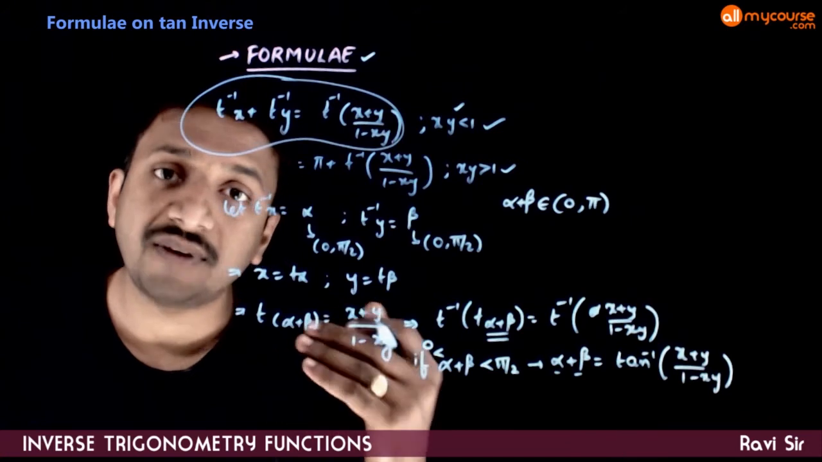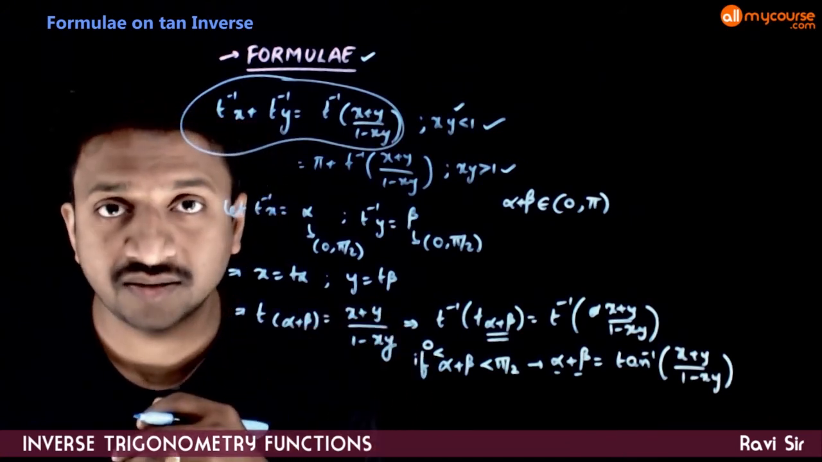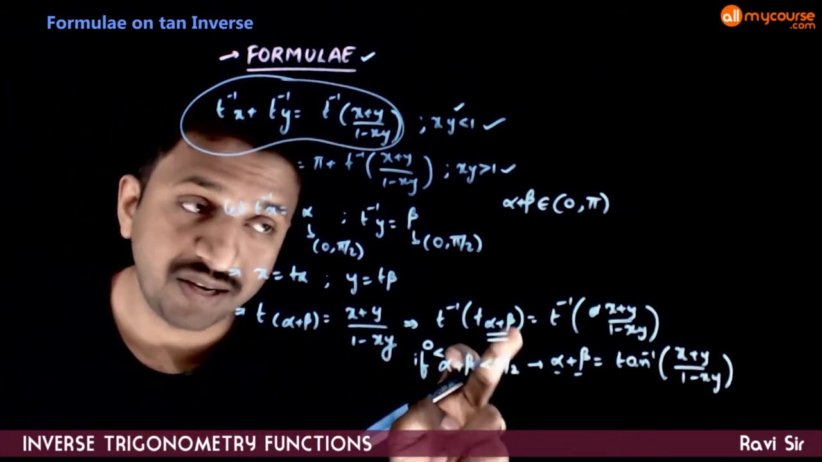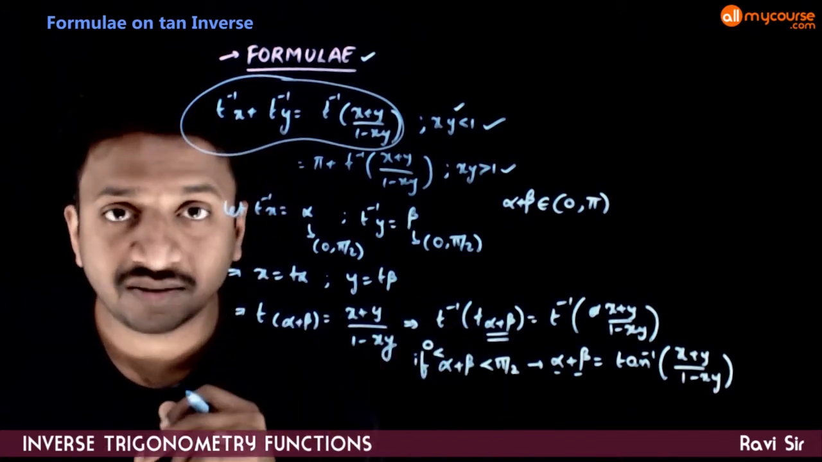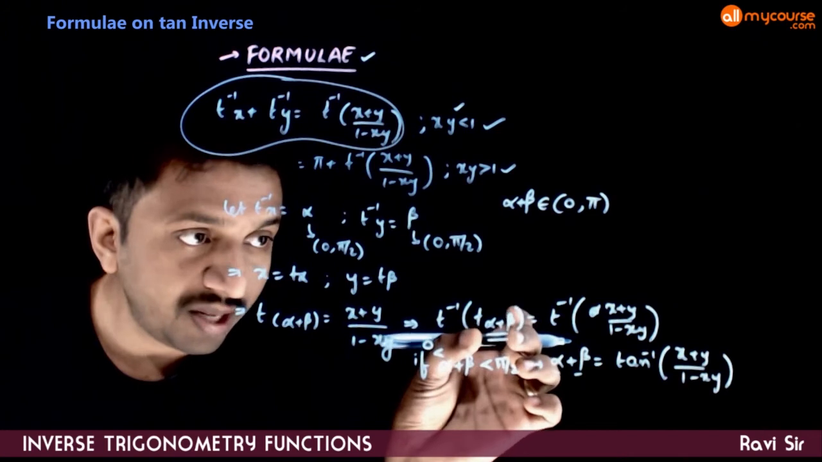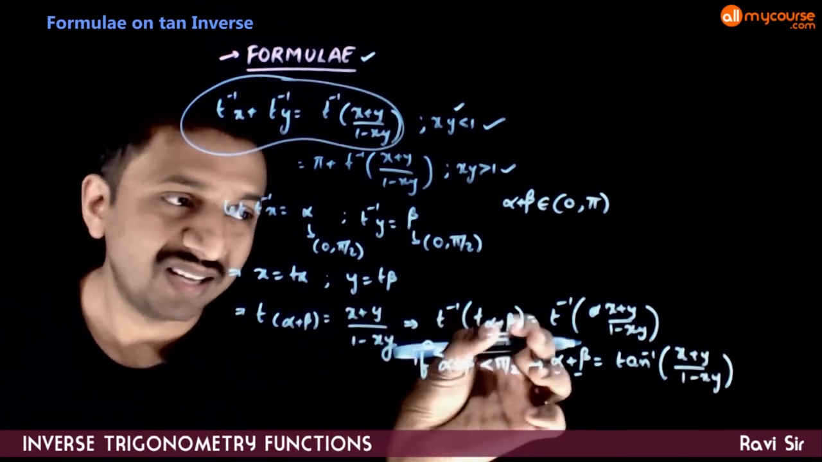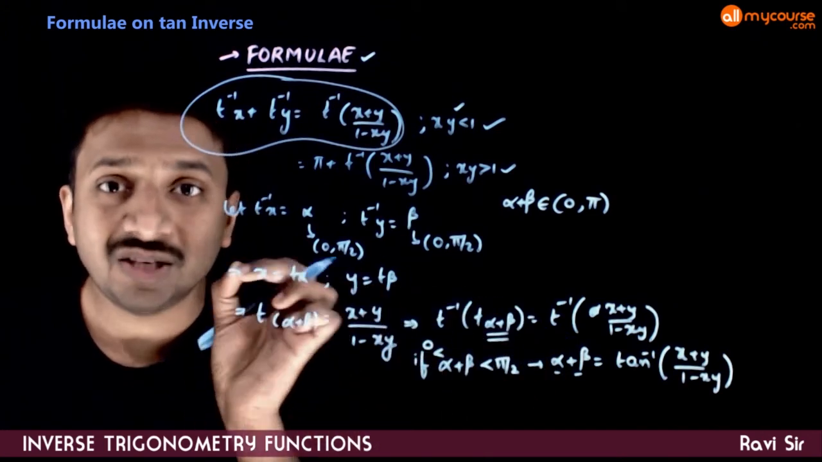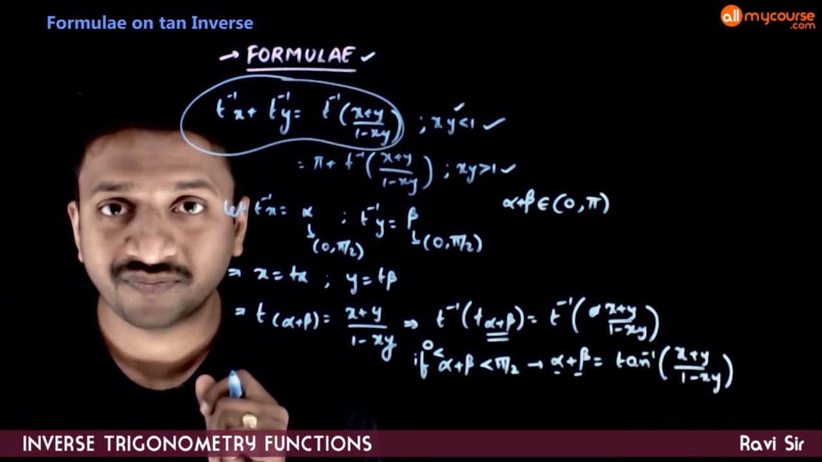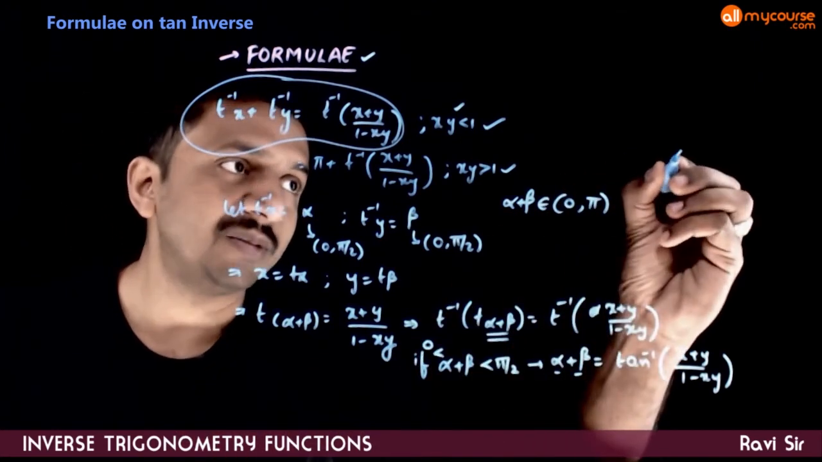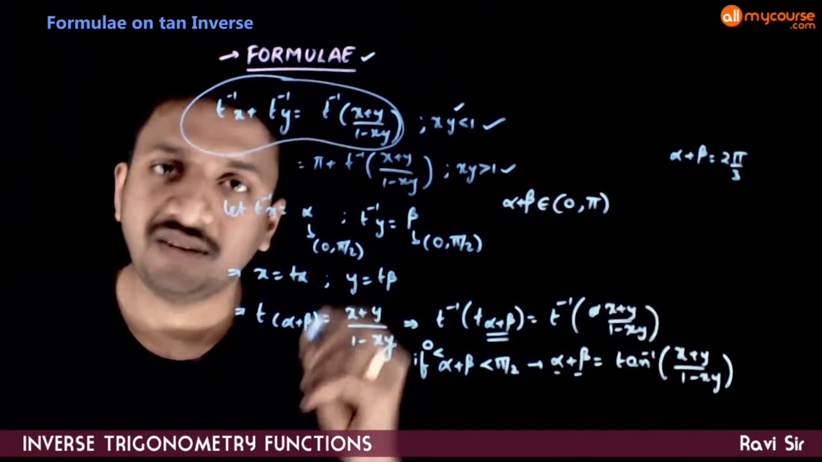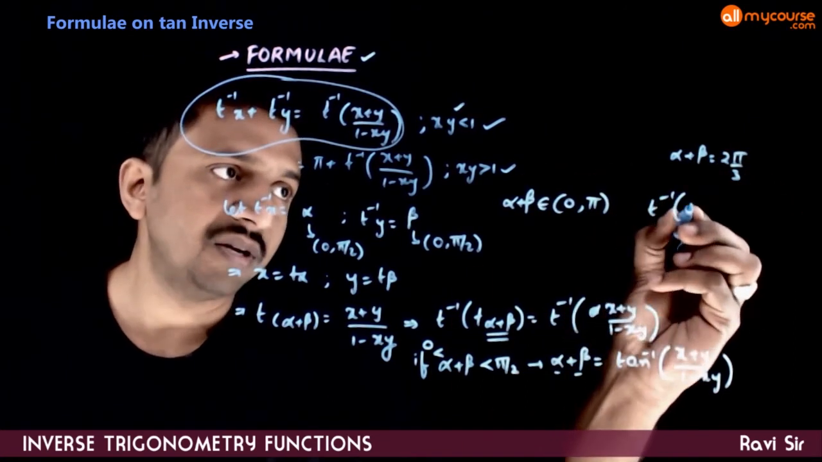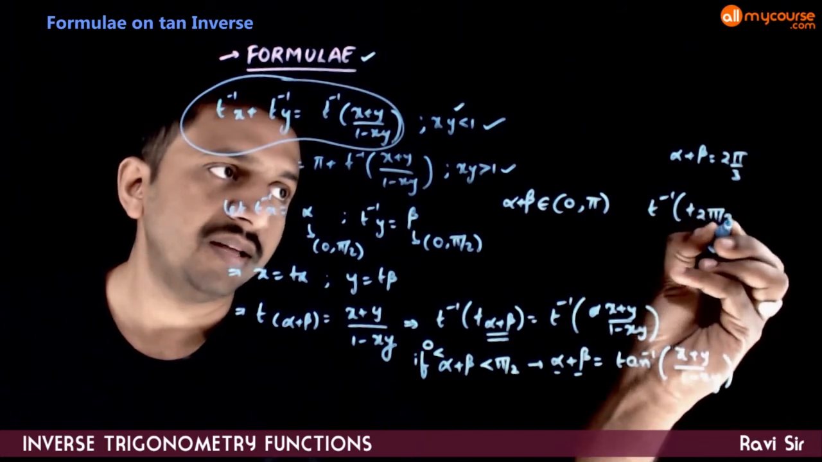Now what happens if alpha plus beta is more than 90 degrees? So if alpha plus beta is more than 90 degrees, directly these two cannot cancel each other. So I need to bring this into the range of tan inverse. So if alpha plus beta, for example, alpha plus beta is equal to 2 pi by 3. So you have tan inverse of tan 2 pi by 3.